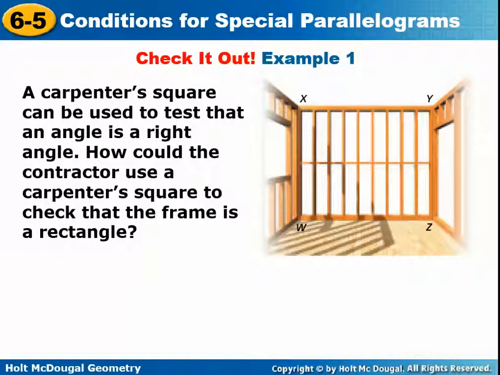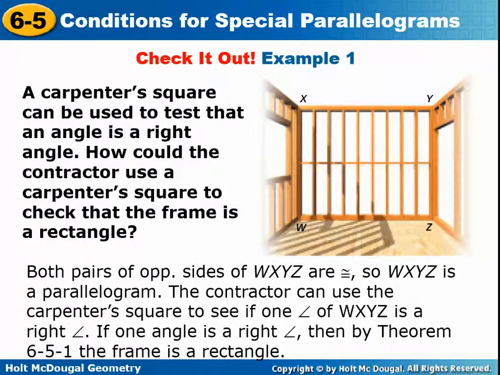Okay, here's another one. A carpenter's square can be used to test that an angle is a right angle. How could the contractor use a carpenter's square to check that the frame is a rectangle? So if you know that you have a parallelogram, which you can figure out if both pairs of opposite sides are congruent. So you can measure and make sure that XW is congruent to YZ, and you can also measure and make sure that XY is congruent to WZ. That's enough to say that you have a parallelogram.